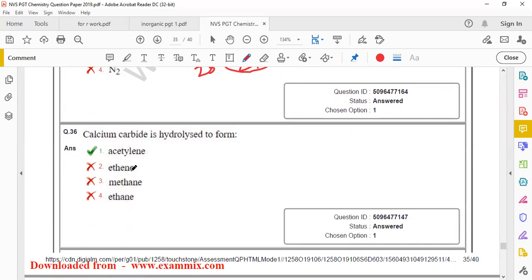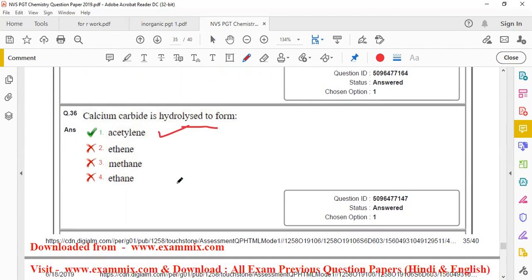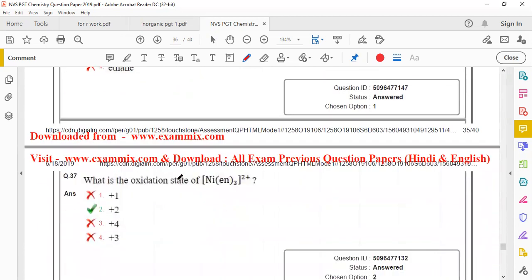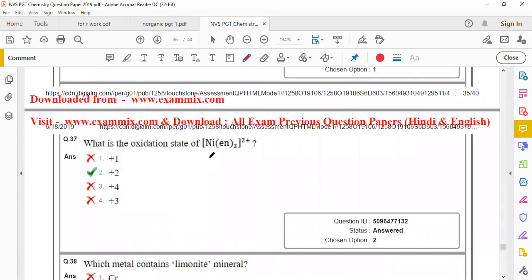Next question is, calcium carbide is hydrolyzed to form. What will happen when calcium carbide is hydrolyzed? We will get acetylene by hydrolysis of calcium carbide. Remember, we will get calcium hydroxide and acetylene. Next question is, what is the oxidation state of [Ni(en)3]2+? We need to identify the oxidation state, right? So here we will get the oxidation state +2.